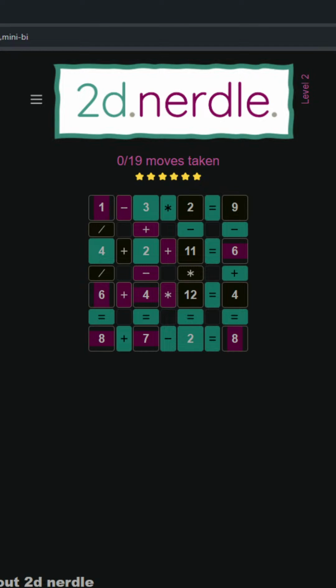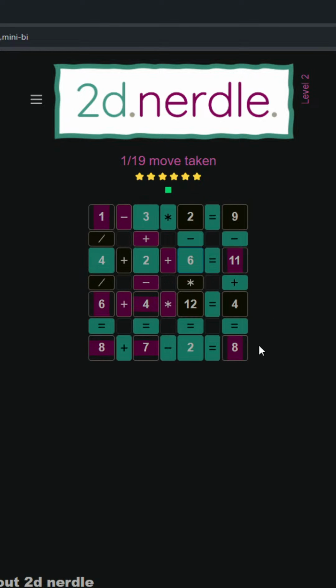Okay, so where can we get the most information from? Okay, easy. See this 6? It's in the right row. However, there's one other spot this 6 could be in. Boom. Let's see if there's another one like that anywhere. Not really.